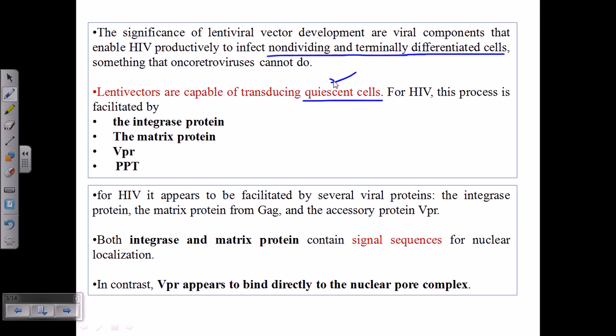Now the process is facilitated by several different parts. So first is the integrase protein, then the matrix protein, then VPR, and PPT. So these are the proteins which help them to attack the quiescent cell and establish their own placement inside this host cell, right? So we don't want to go into the basics and detail about how they integrate inside the cell, because I've told you before, they utilize this integrase protein and matrix protein to attach to the host cell and invade inside the host cell.